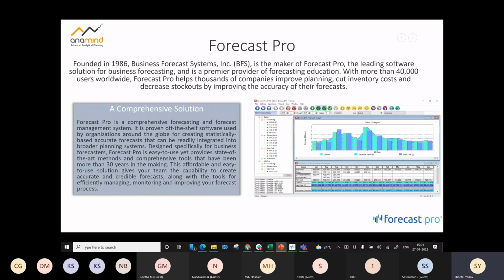All right, now to talk about Forecast Pro. Forecast Pro is from a company called as Business Forecast System, founded in 1986, and we are their official representative in this part of the world.